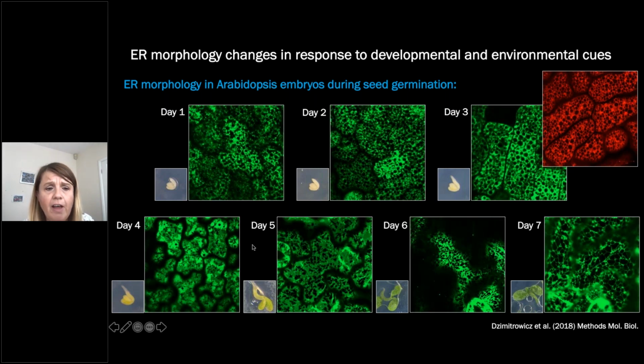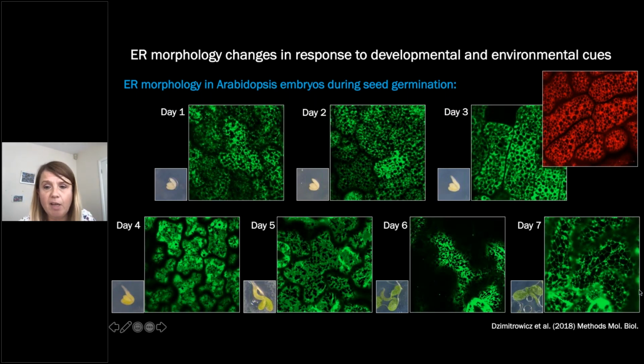However, around day 4 or 5, we saw a massive change in the ER morphology, and we saw a huge proliferation of ER sheets or ER cisternae. In fact, the ER was almost totally cisternal at this time point, and this corresponded with the embryo starting to green, presumably as the photosynthetic machinery is being synthesized. At day 6, we saw that the ER morphology was becoming more tubular again, and by day 7, the morphology of the ER resembled something that we typically see in a mature green leaf.